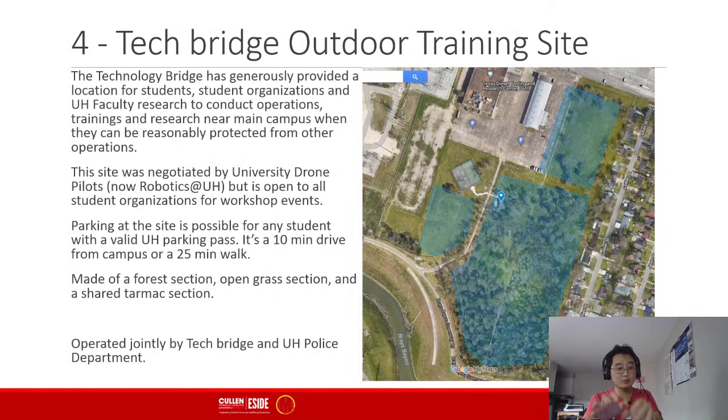This location is operated jointly by TechBridge and UH Police Department. When you fill out the form and contact UH Police Department for your activity, reach out. They'll put you in contact with the right people, right? So if you're flying a drone, or if you're driving a robot out there, reach out to UHPD at the emails provided above. So drones@central.uh.edu for advice.